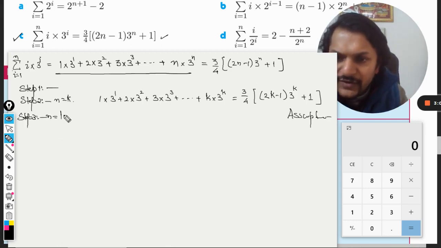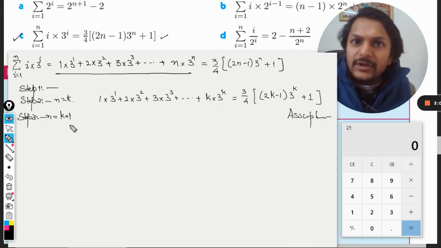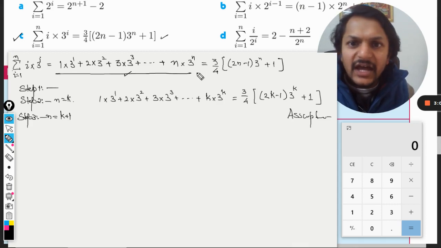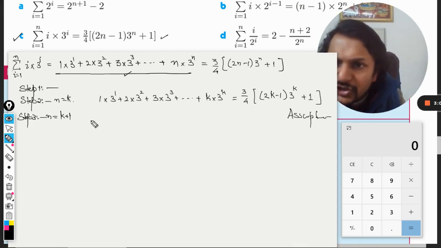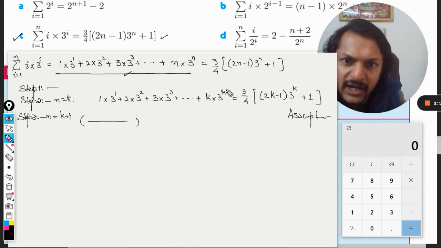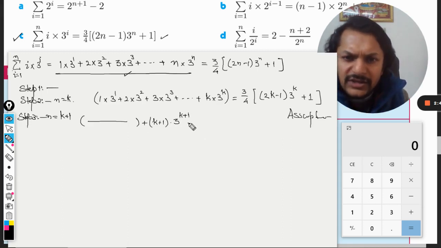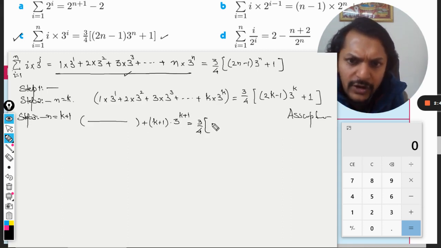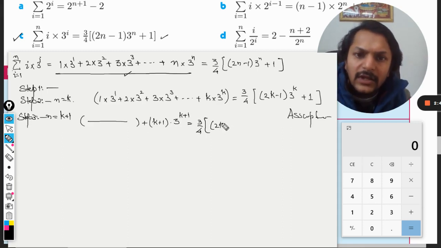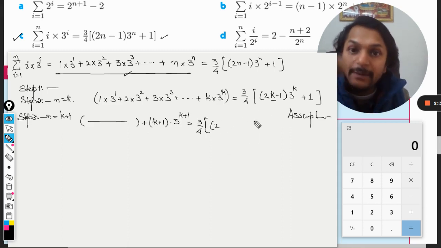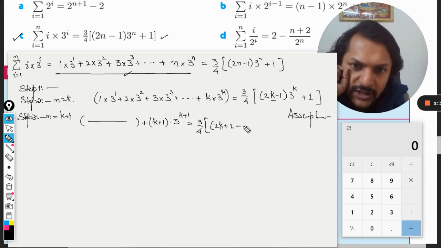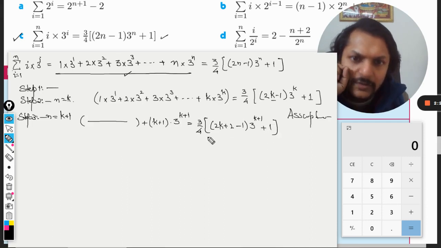So in step number 3 we are just going to substitute n is equal to k plus 1. It means that in this complete series I am just going to add one more term. So I have written this complete thing, up to this, plus the last term, and the last term is (k plus 1) 3 raised to power k plus 1. Okay, now this is equal to 3 by 4 into 2k. Now here also we would be substituting k plus 1, so it will become (2k plus 2 minus 1) 3 raised to power k plus 1, plus 1.